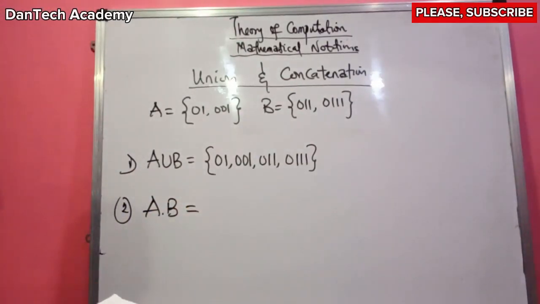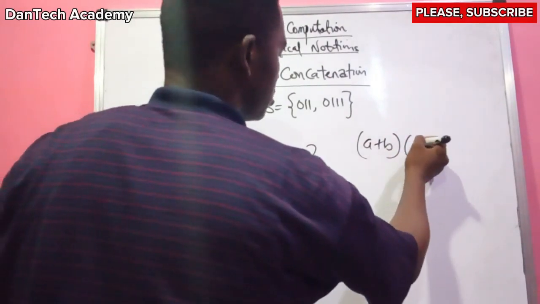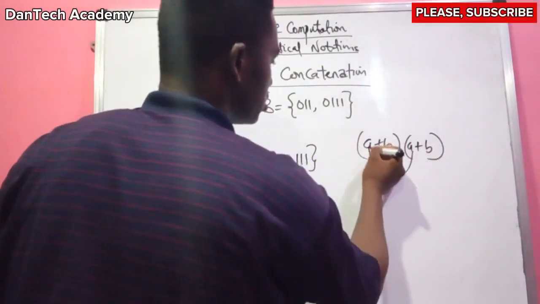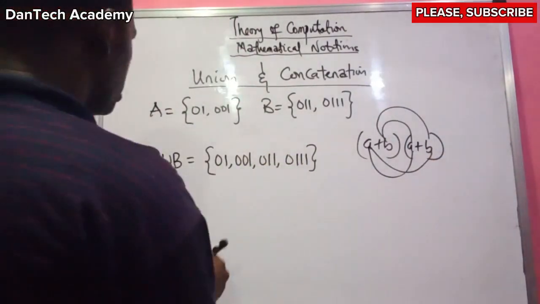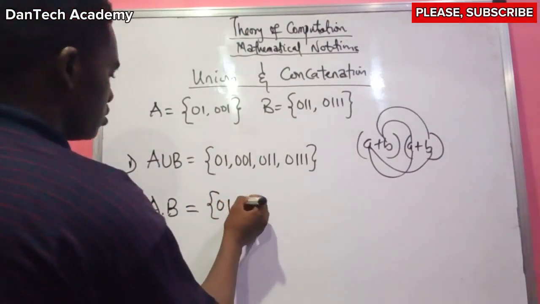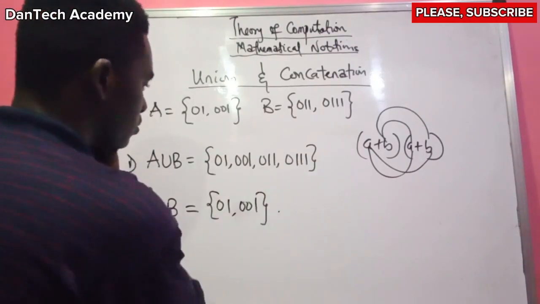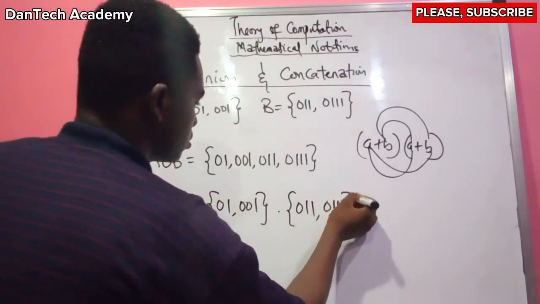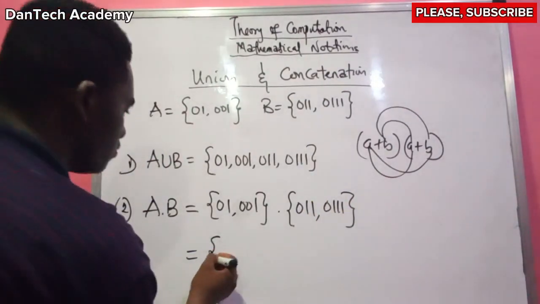The next one is concatenation, which is A concatenate B. Now, how is this done? It is more like when we say expand: this picks this, this picks this, this picks this, this picks this. So in this case, we can bring them together: 0, 1, 0, 0, 1, 0, 0, 1. Then we say 0, 1, 1, 0, 1, 1, 1. So if we want to bring them together now, what do we have? It becomes what?